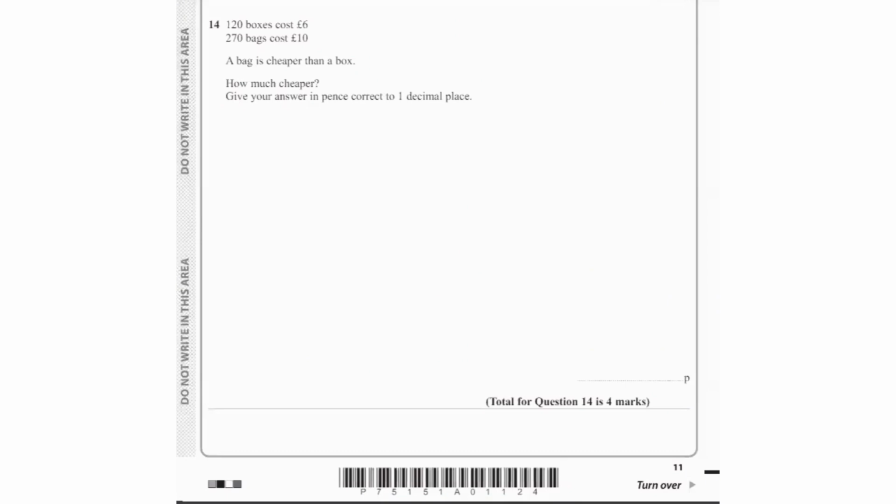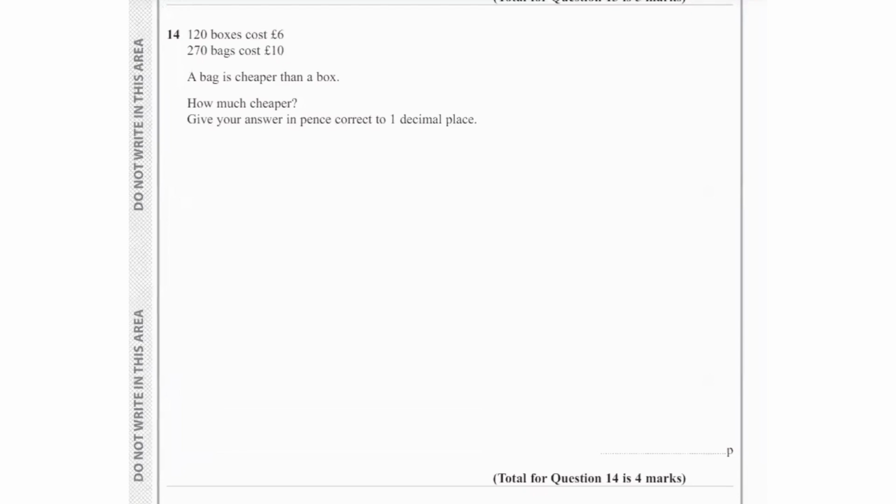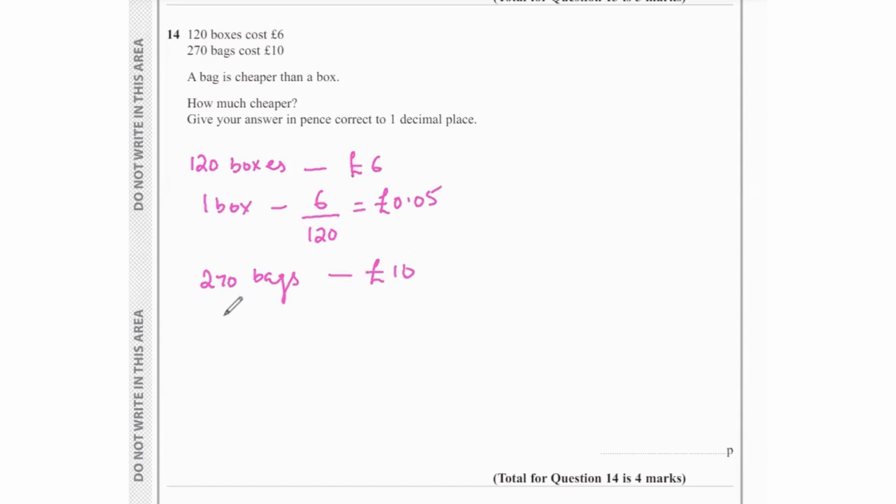Question 14 says 120 boxes cost £6. 270 bags cost £10. A bag is cheaper than a box. How much cheaper? So if 120 boxes cost £6, one box will cost 6 over 120, which is 0.05 pounds. Then for bags, 270 bags cost £10. So one bag will cost 10 over 270, which is equal to 0.037.